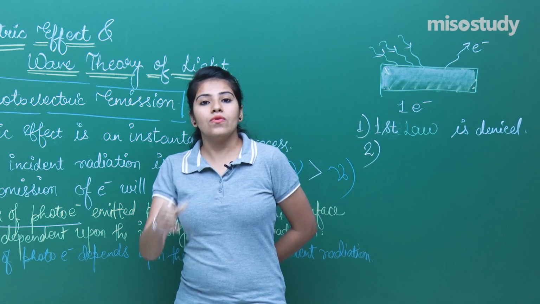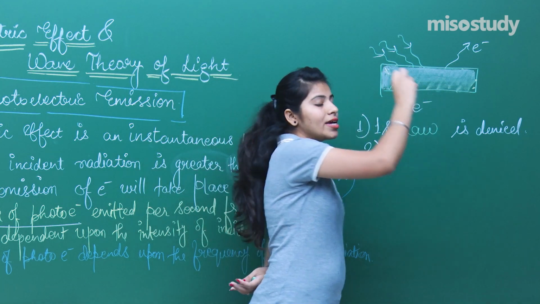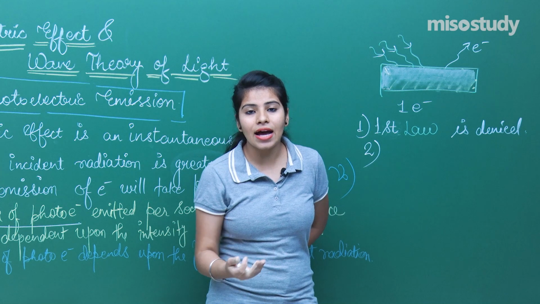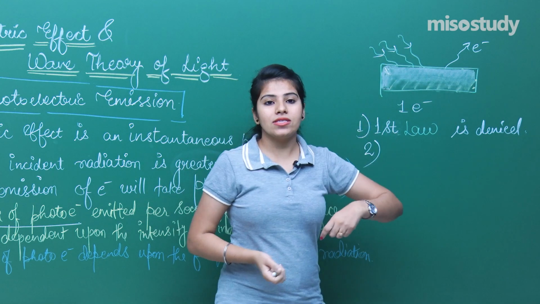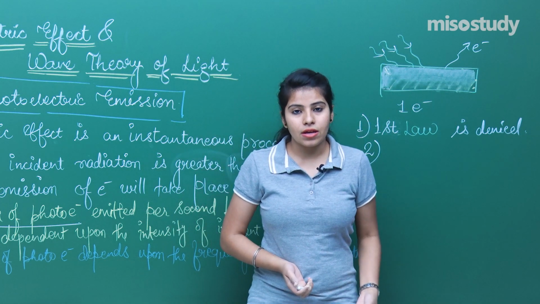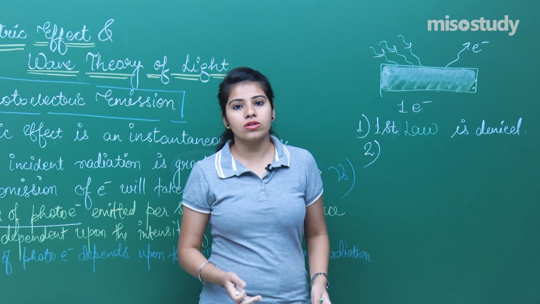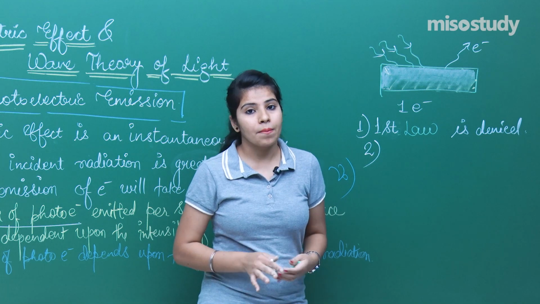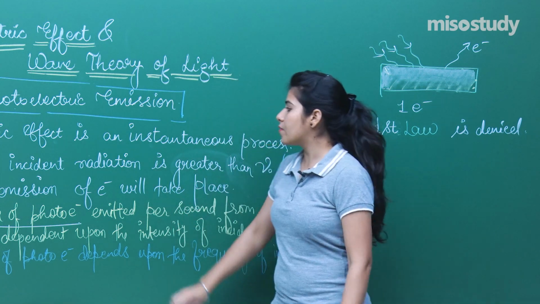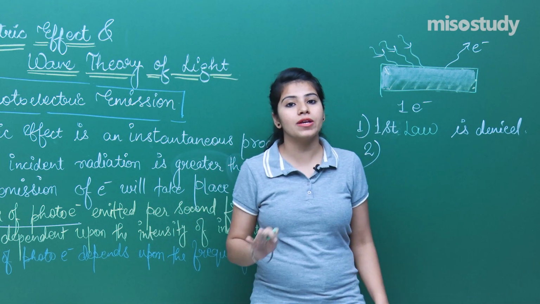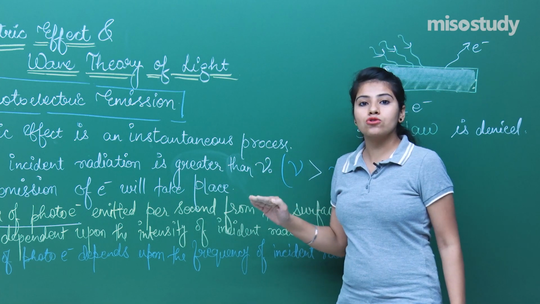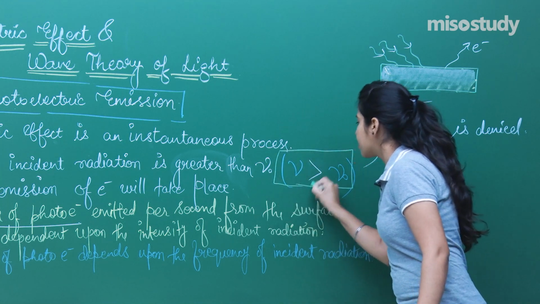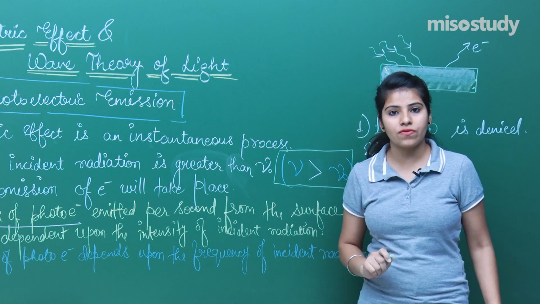is that when the radiation is falling upon the surface, we can say that a number of frequencies are falling upon it, and no matter whatever the frequency, your electron should be emitted out. But in the case of the photoelectric effect, this is not possible at all. To get the electron emitted out, this condition should be fulfilled. Otherwise, there will be no emission of electrons.